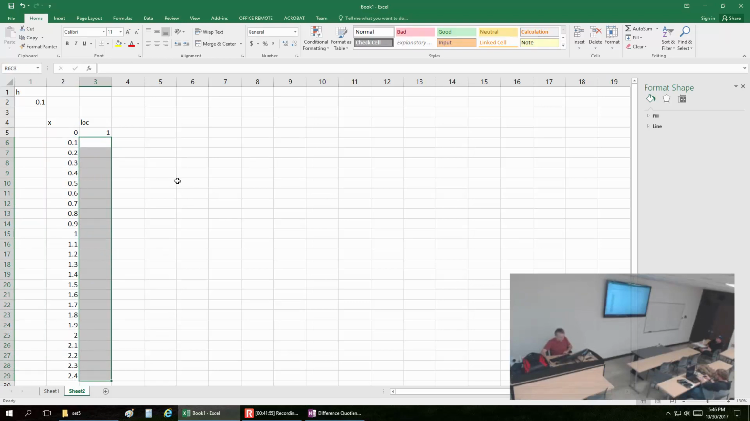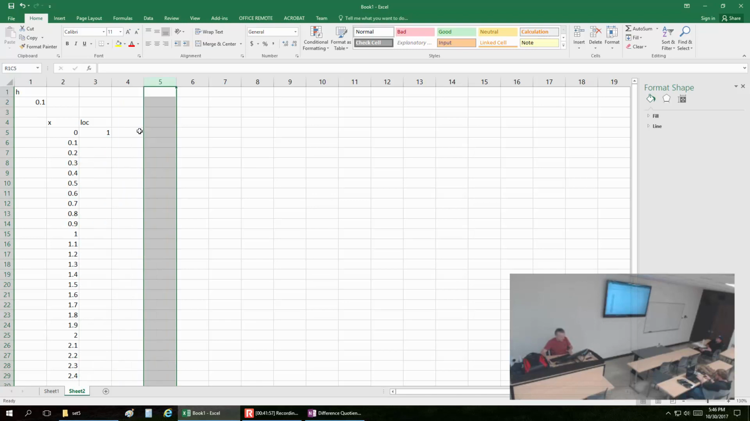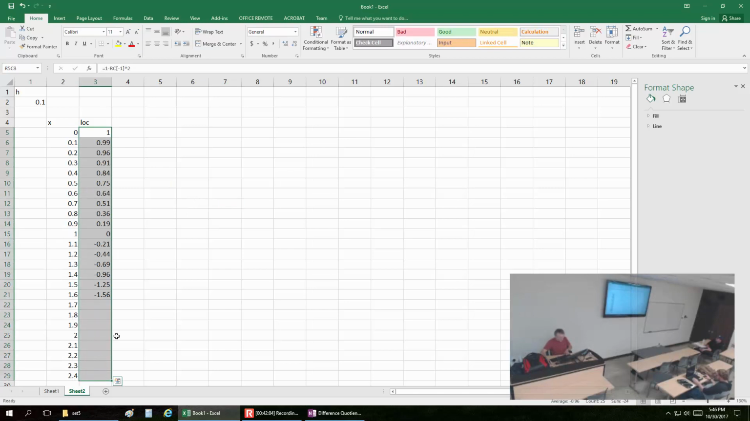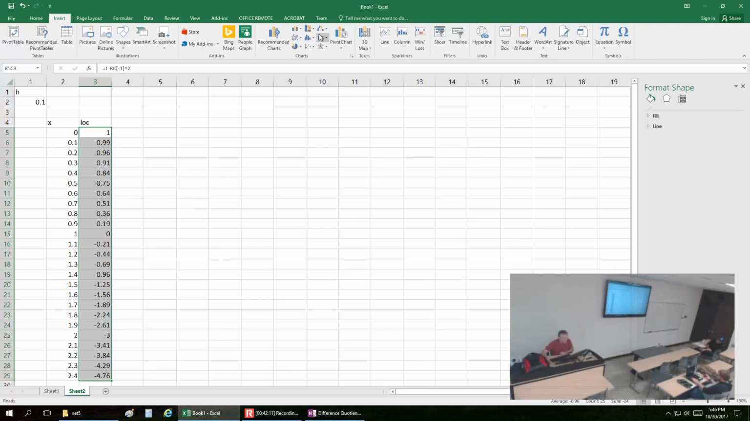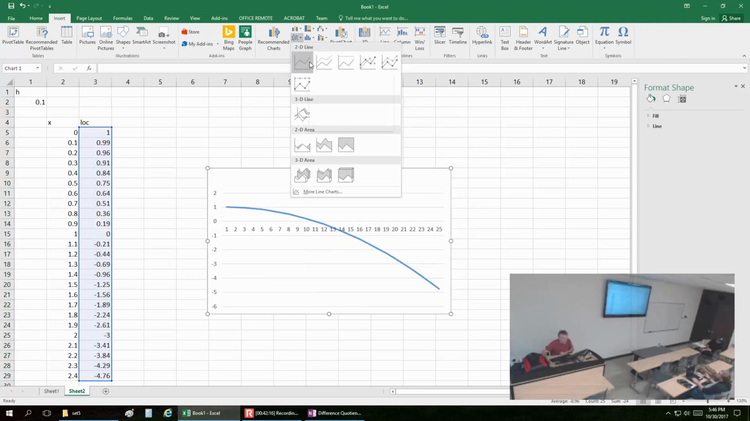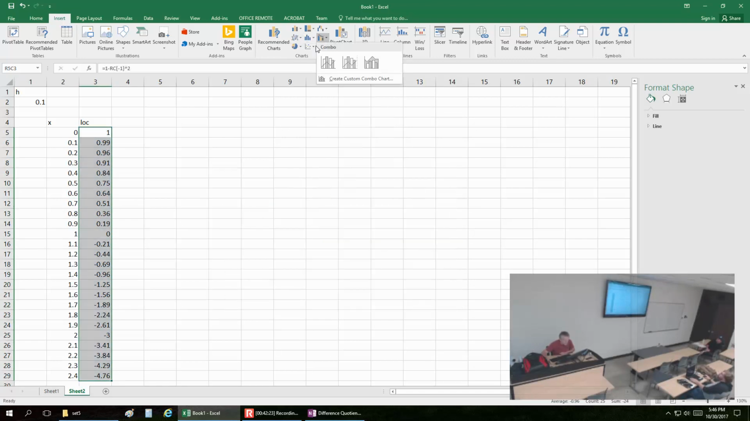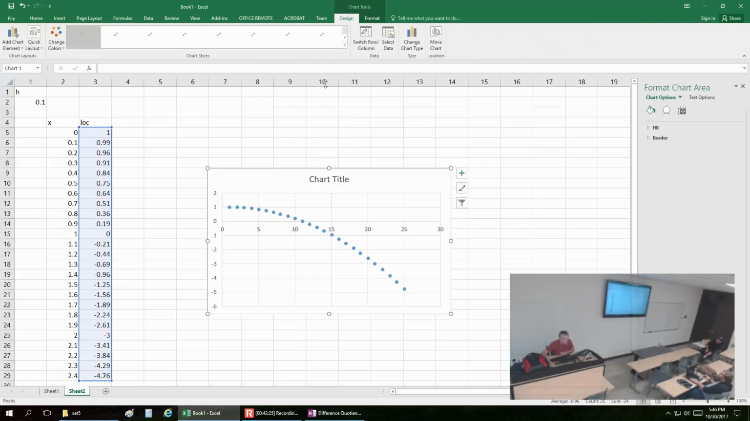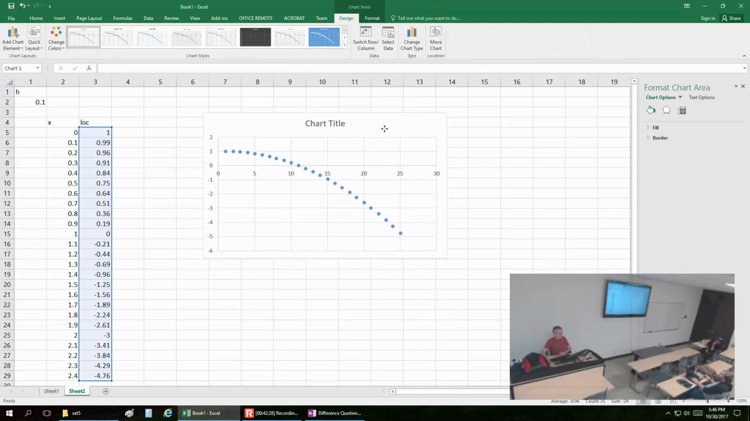What happened? Come on, what is wrong with you? Okay, so these are my locations. It starts positive, then becomes negative. I can now insert my chart. That's not the one, I want dots. This one. Okay, so that's my location.